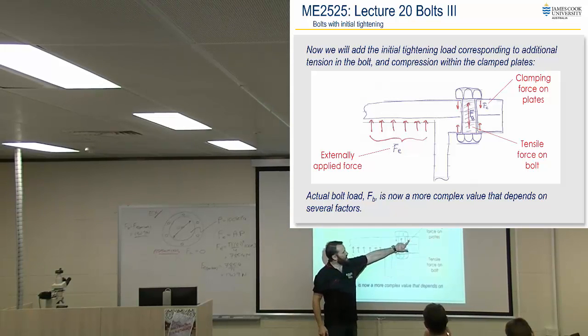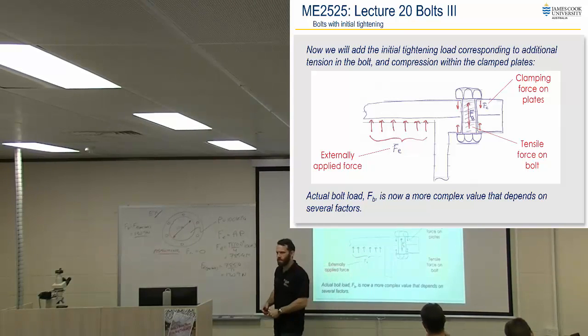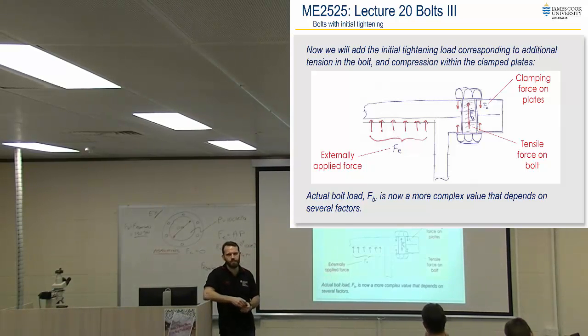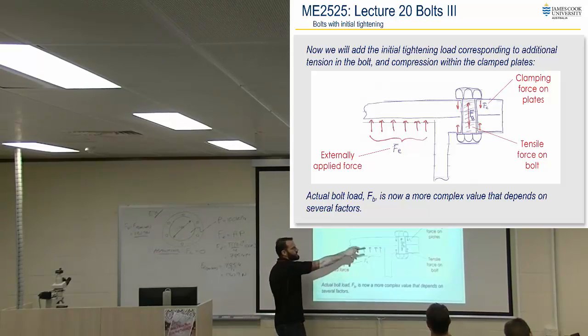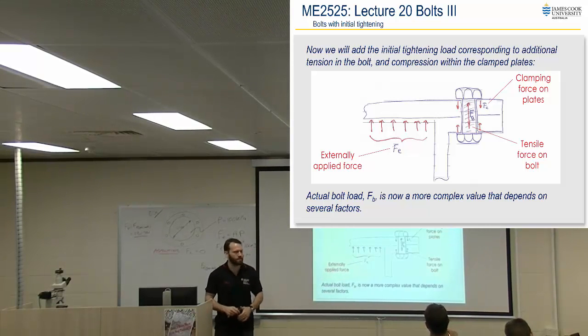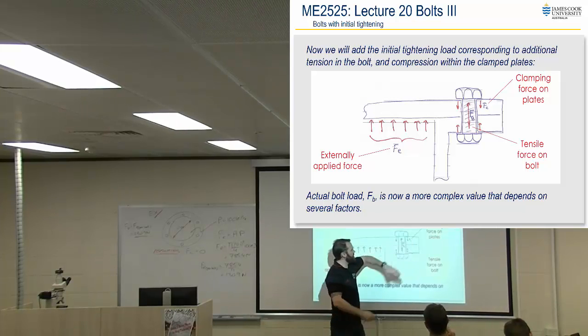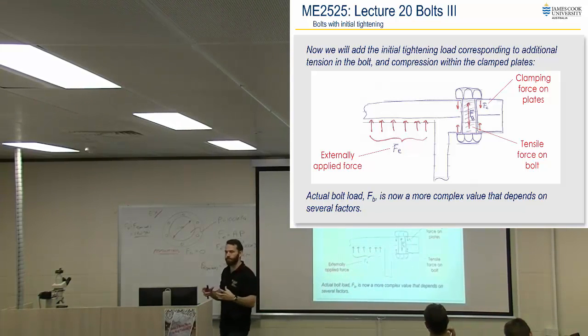And then we have compression in the plates, or clamping forces on the plates. So that's our new one, FC. And that's important too, because when FC equals zero, our seal is now garbage. As soon as you don't have any clamping force in those plates anymore, you've lost seal, and that's it. That's what we use for design criteria around gasket failure. So we need to know that as well. And the sum of all of these forces is equal. This plus this plus this have to all be in equilibrium.